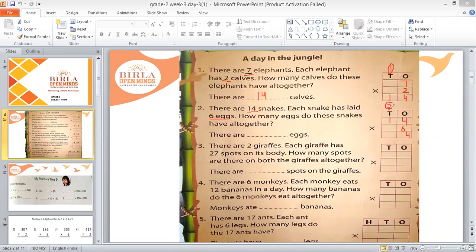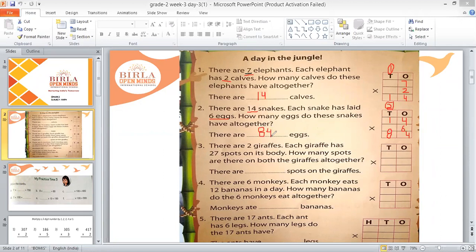Okay, now 6 ones are how much? 6. So we will write 6 in tens place or any other number? 8. Yes, we will write 8 in tens place because this 2 is there in tens place as carryover. So we will add this 2 with 6. So 6 plus 2 is 8. So what is the answer? 84. Very good. So we will write this answer 84 in this blank space. Okay.